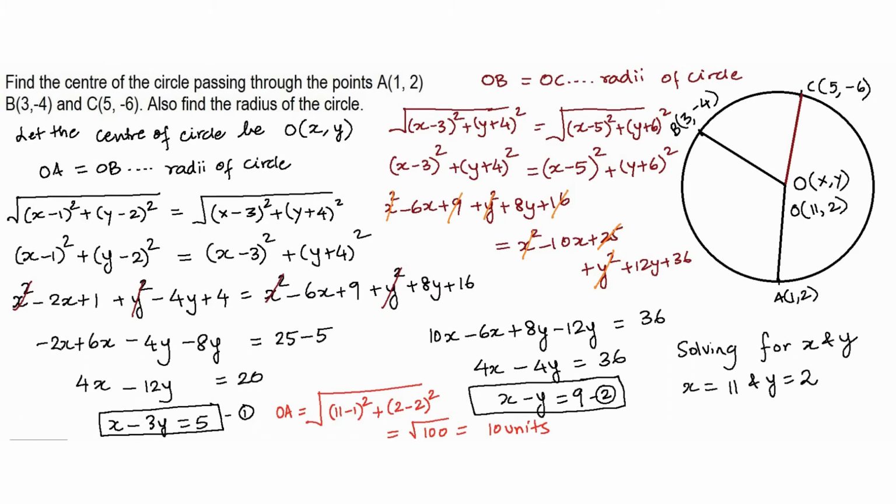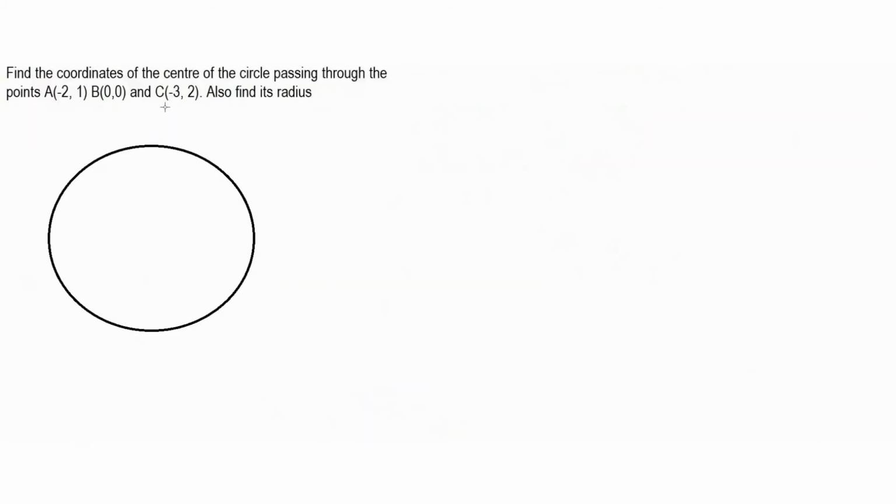Moving on to the next question. Find the coordinates of the center of the circle. So let the center be O of x comma y. Find the coordinate of the center of the circle passing through A of minus 2 comma 1, B of 0 comma 0, and C of minus 3 comma 2.